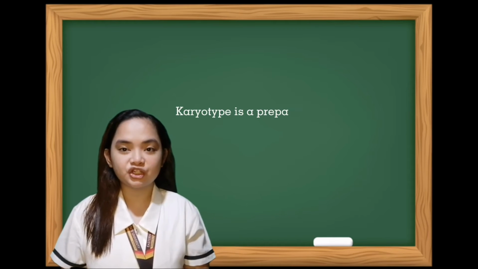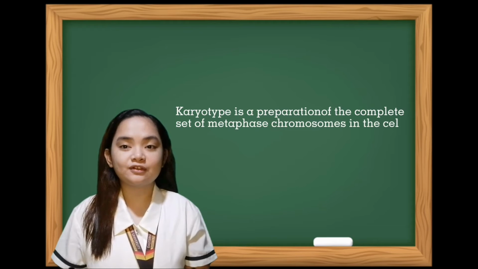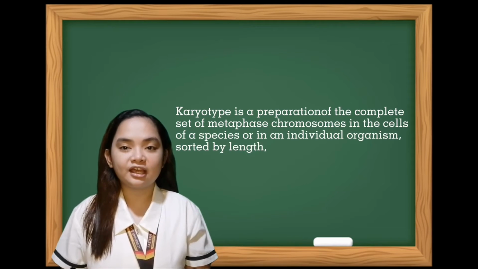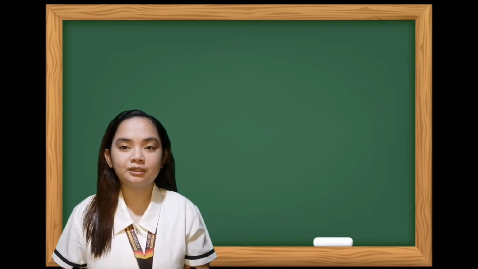A karyotype is a preparation of the complete set of metaphase chromosomes in the cells of a species or in an individual organism, sorted by length, centromere location, and other features, and it is also a test that detects this complement or counts the number of chromosomes.